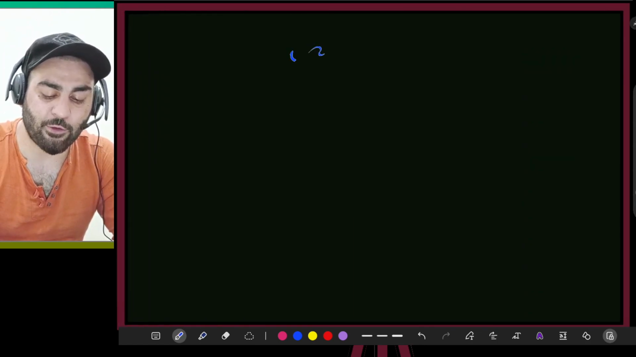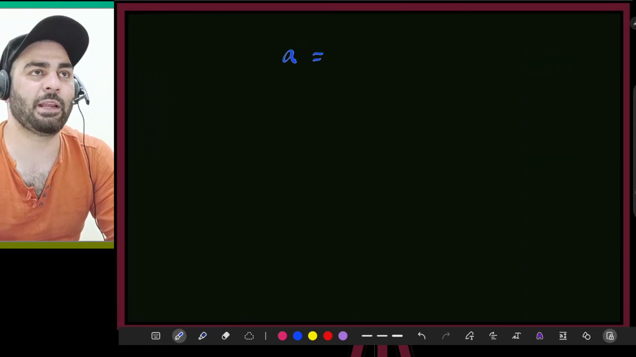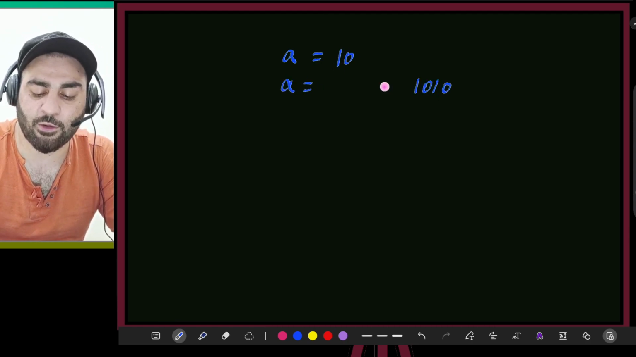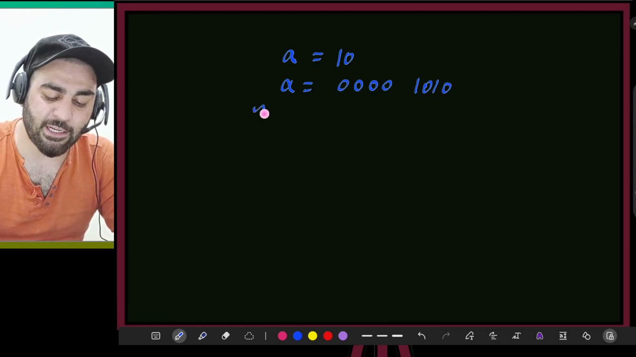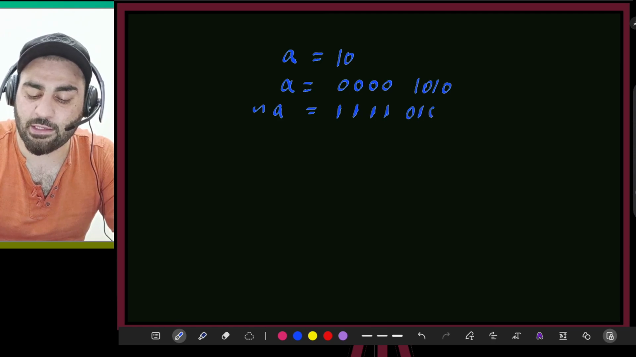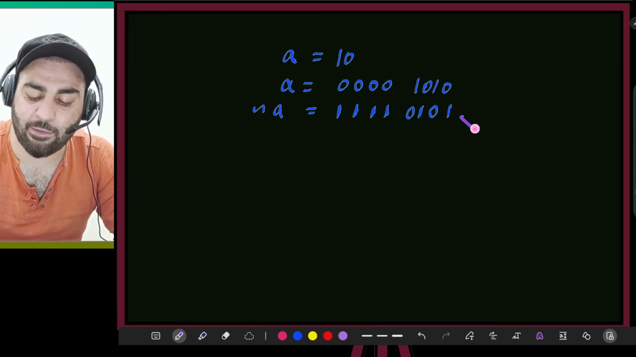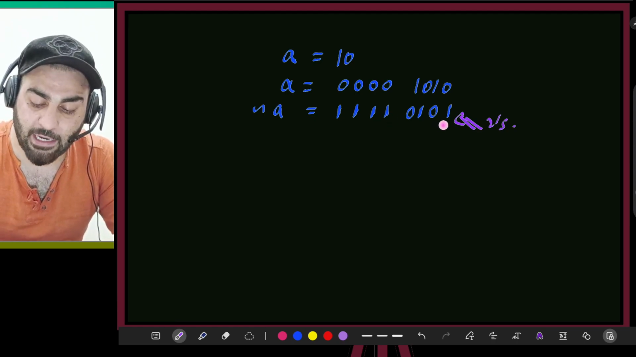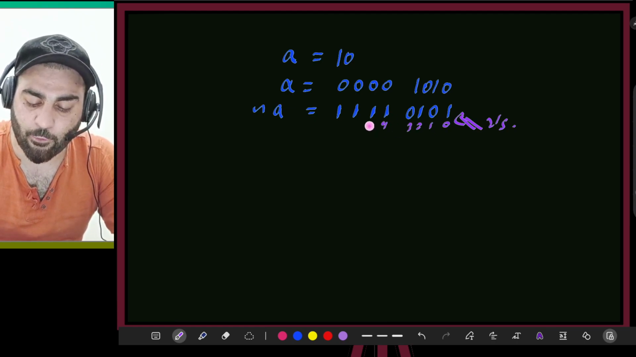Now let's suppose we take another example. A is equal to 10, which basically means 1 0 1 0 and the remaining zeros. So if I say not A, then not A will be 1 1 1 1 0 1 0 1. Now you know that this number will be read as 2's complement. So how will the computer read it? This is the 0th bit, first, second, third, fourth, fifth, sixth, seventh.